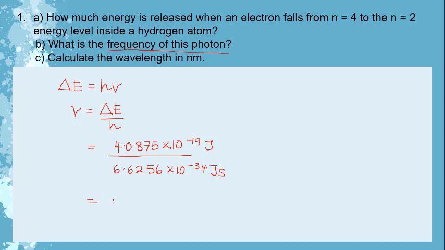Take note that the value of delta E used is positive because the frequency cannot be negative. Let's solve this calculation. The final answer for this question is 6.17 times 10 to the power of 14 per second, or you can use hertz for the units.